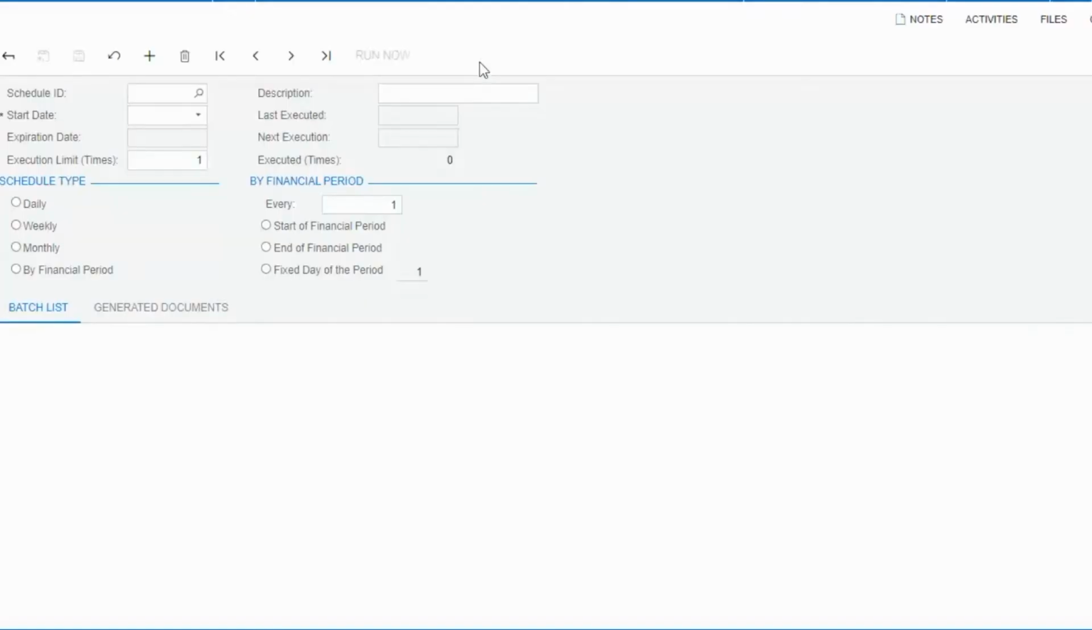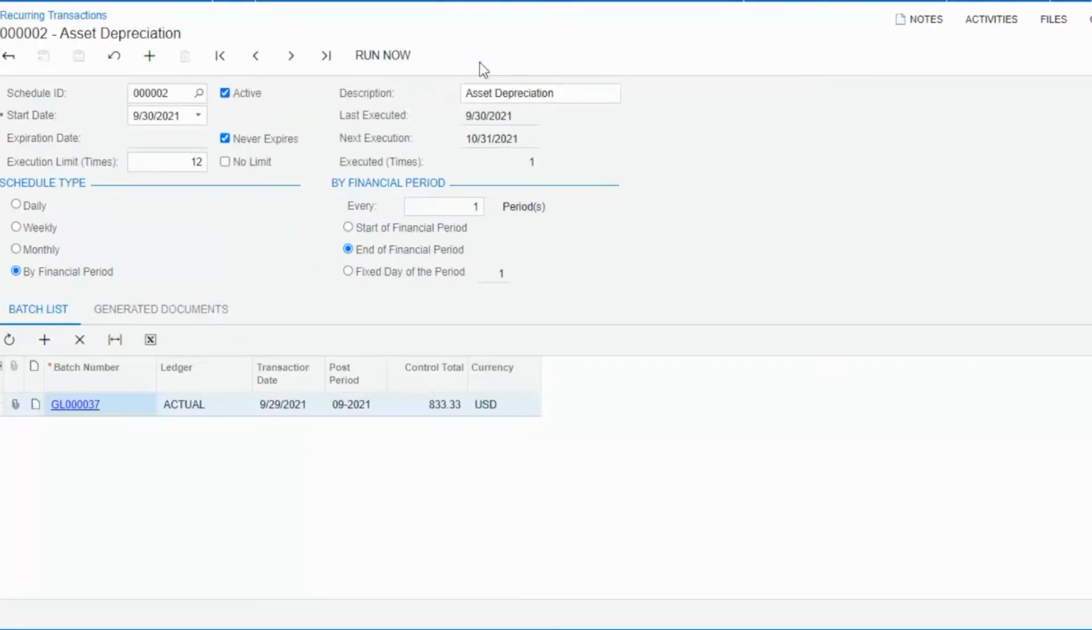Now we go to Schedule, and here we're going to see the recurring transactions. Here we can decide when we want to post our scheduled transactions. We can do it daily, weekly, monthly, or by financial period. In this case, I chose by financial period. The execution limit will be 12 since it's going to be 12 months, and by the end of the financial period, these are going to be posted.